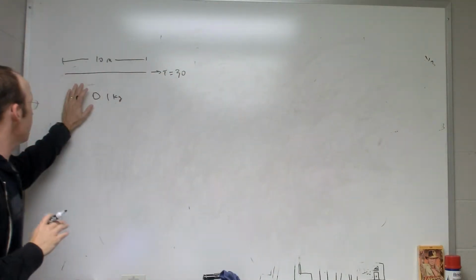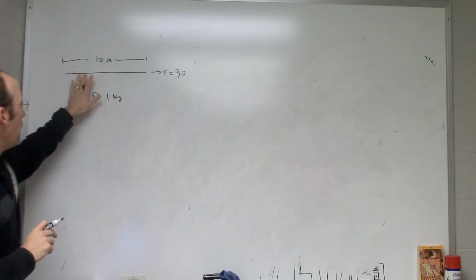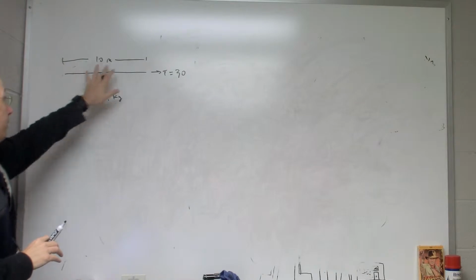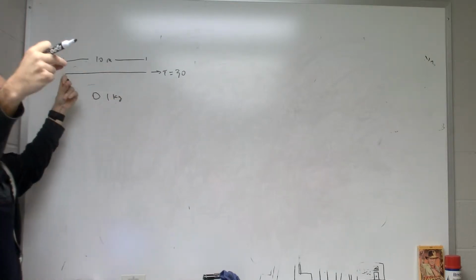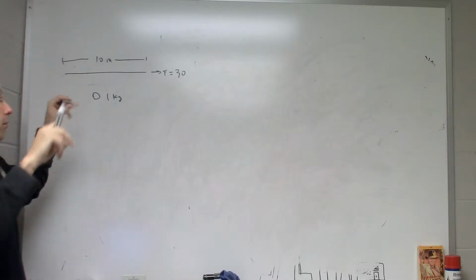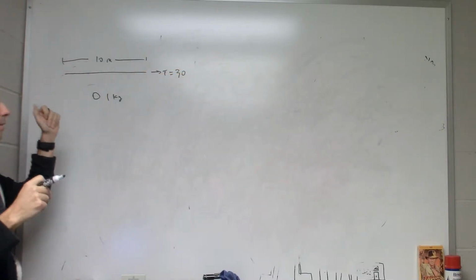Okay, here's the next problem. So I have a wire, and it's a special massless wire, but it's 10 meters long and it has a tension holding it together of 30 newtons. Okay, so the tension on that side is 30 newtons, tension on this side is 30 newtons.